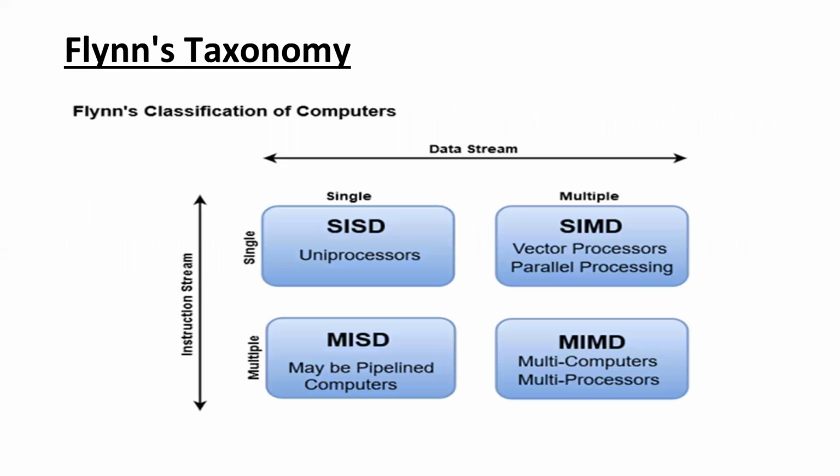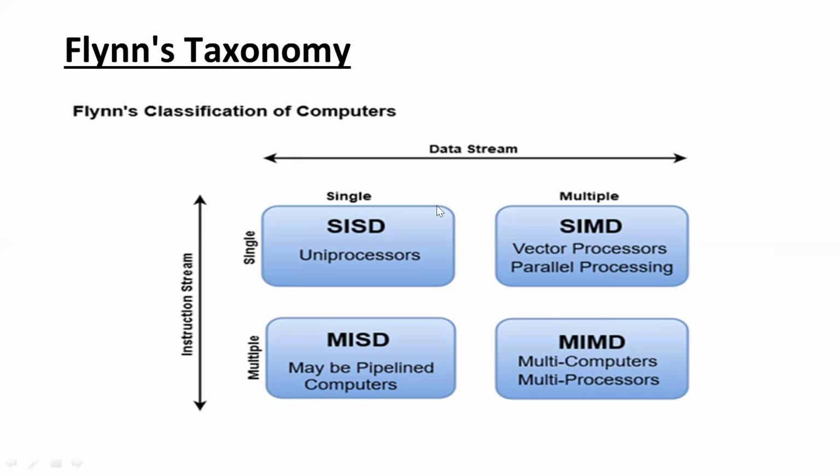Now let's see Flynn's taxonomy: single instruction single data, single instruction multiple data, multiple instruction single data, and multiple instruction multiple data. According to this, it provides four types of taxonomy. SISD is single instruction stream and single data stream. Second is single instruction stream and multiple data stream. Third is multiple instruction stream and single data stream. And fourth is multiple instruction stream and multiple data stream.